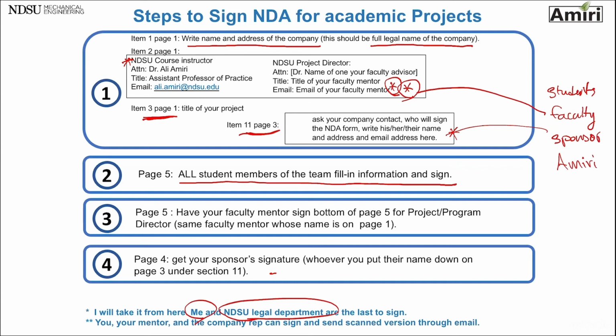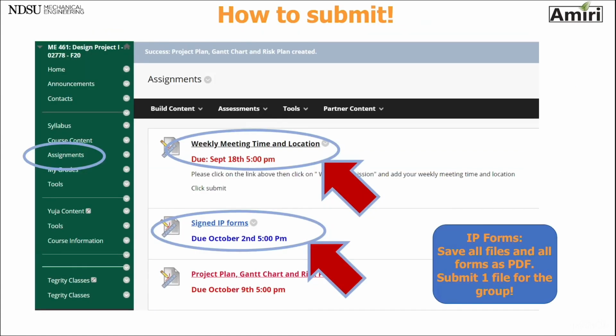I collect only soft copies, a PDF of a scan. What I want you to do is scan all of the pages of all of the members for all of the forms as one PDF document, one PDF document per team. There are 2 links already available to you under assignments on Blackboard, and one is for signed IP forms. Any member can submit. One member per team is enough, but all I need is one PDF file that has all the files and all of the signatures.